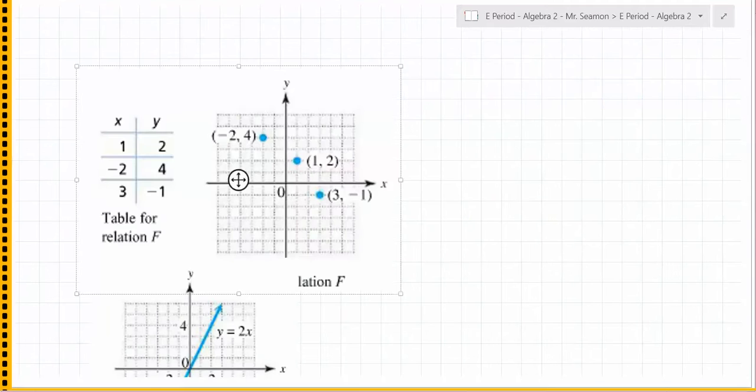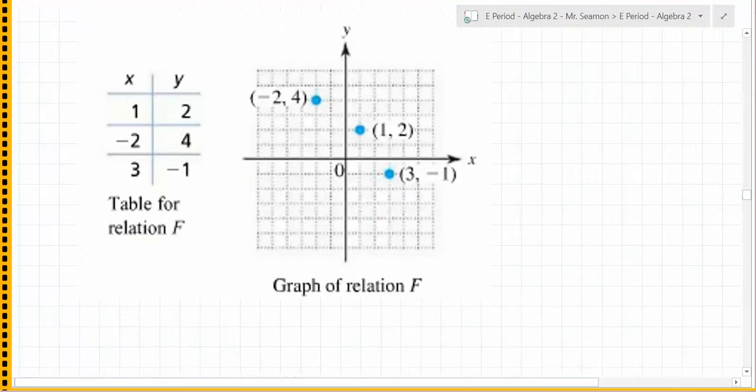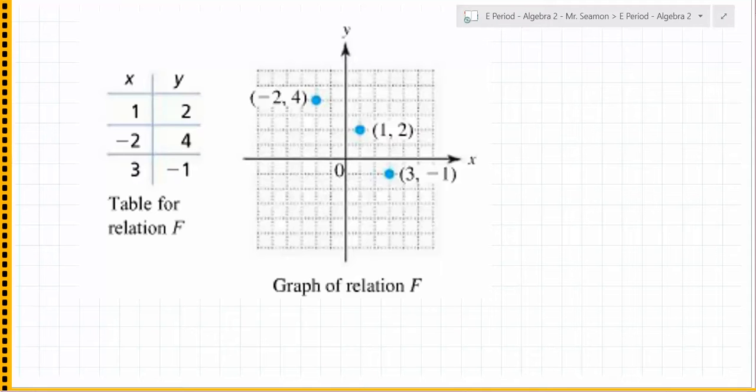Oh, here's a picture of a function. It's the same thing. Here's the table of values. Here's the graph right here. This is definitely a relation. The question is, is this a function? Yes. You're right, Aubrey. This is a function.